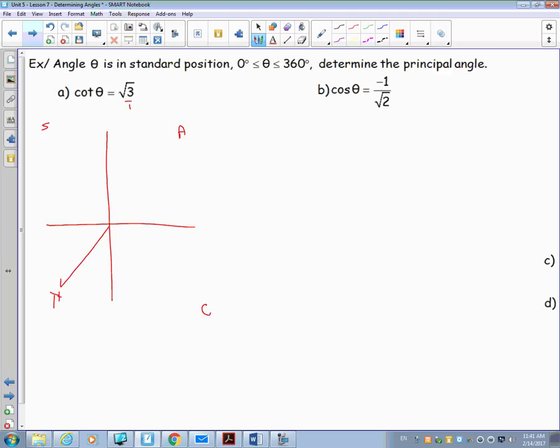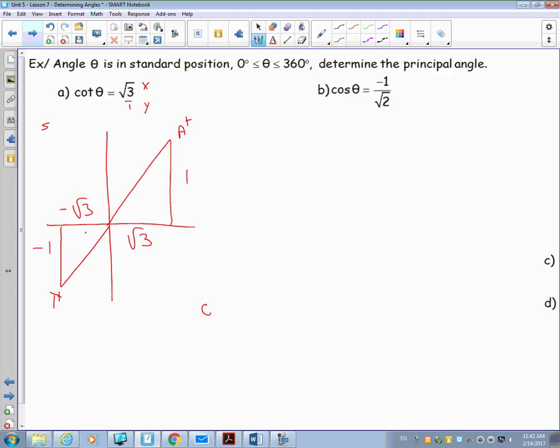So I can draw a picture here. It's positive where all of them are. I can draw a picture here. Cotangent is the opposite of tan. So instead of y over x, it's x over y. So 1, 1, root 3, root 3. And these two things are negative, which is why two negatives made a positive.